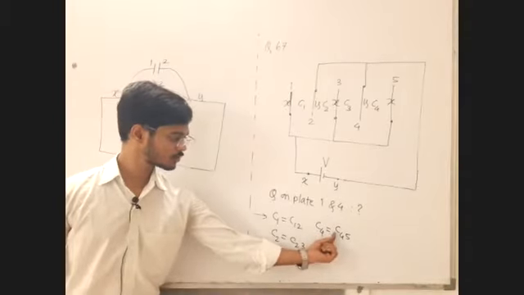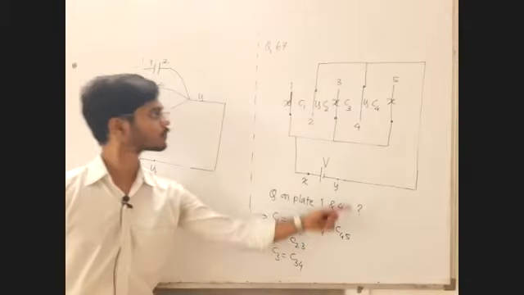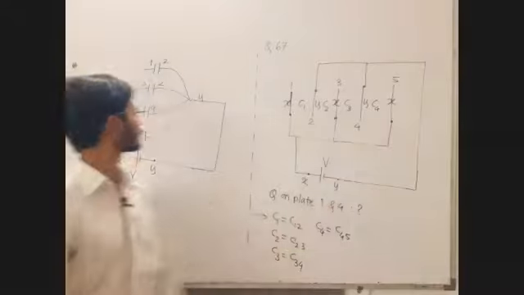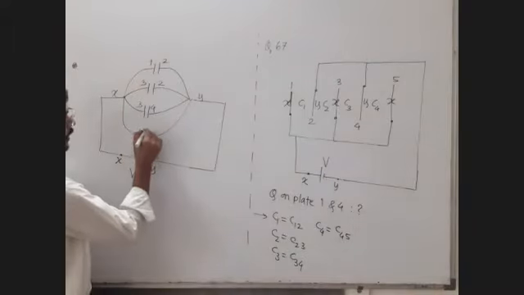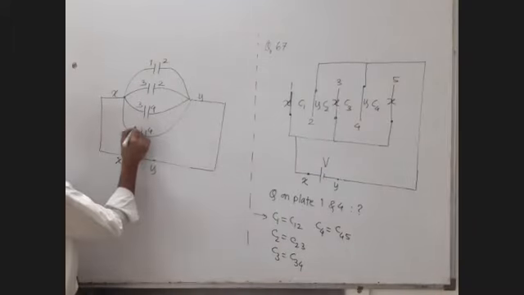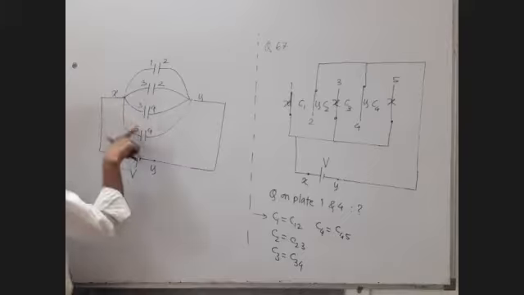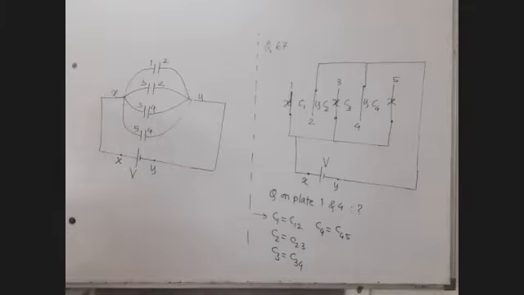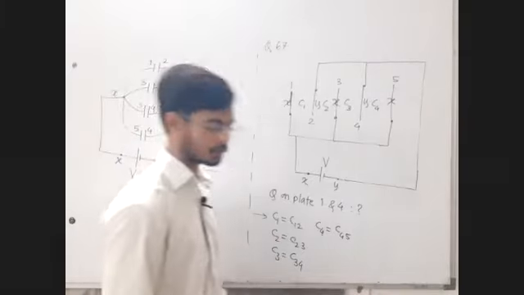The fourth capacitor is the capacitor between the fourth and fifth plate. Plate 4 is connected to Y and plate number 5 is connected to X. Up to this point, reply to me in the chat box, clear and written CW.